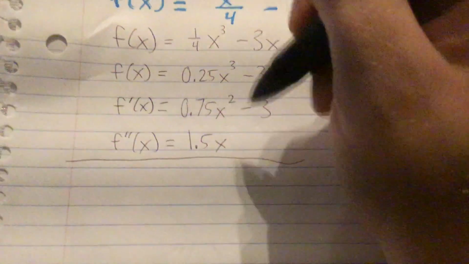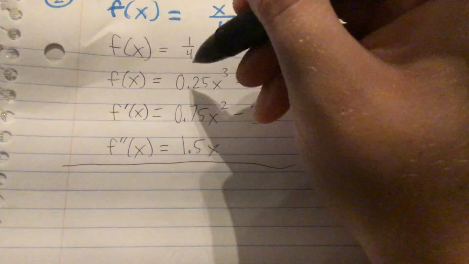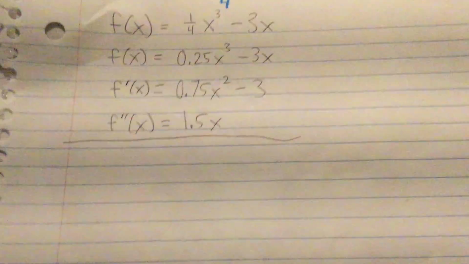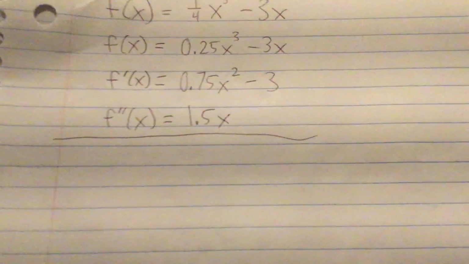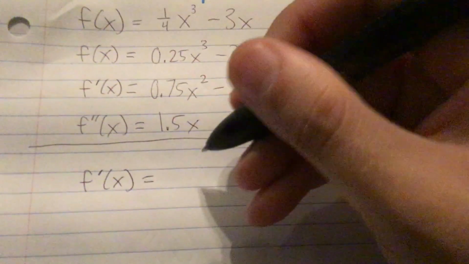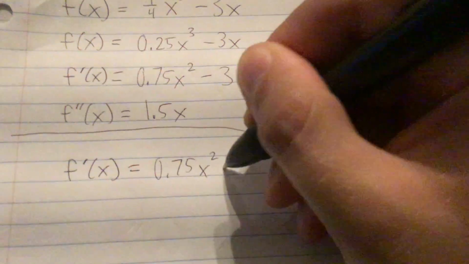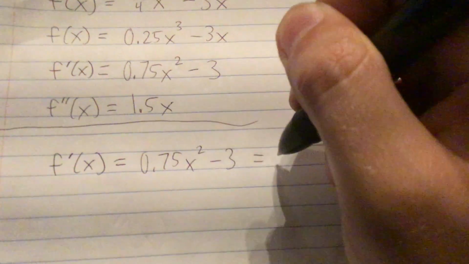So I'm going to refer to any one of these for f of x, but I'm a decimal guy, so I like decimals. So what we do is we set f prime of x equal to 0. So that'd be 0.75 x squared minus 3 is equal to 0.